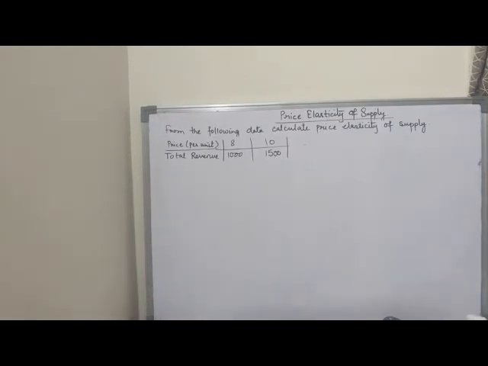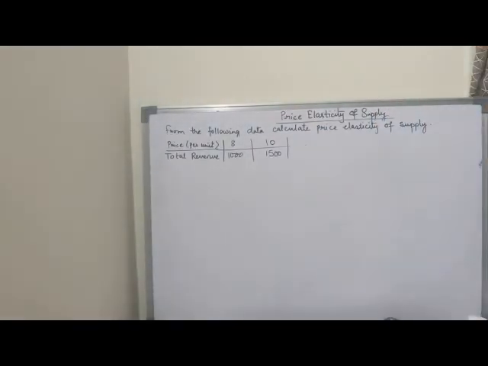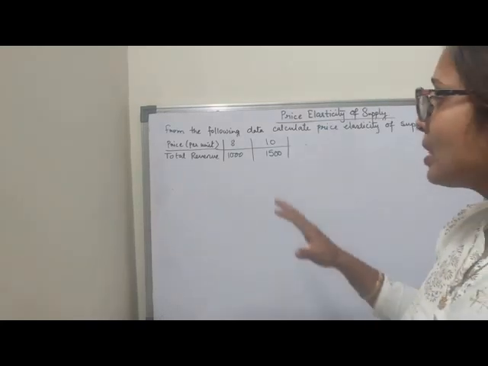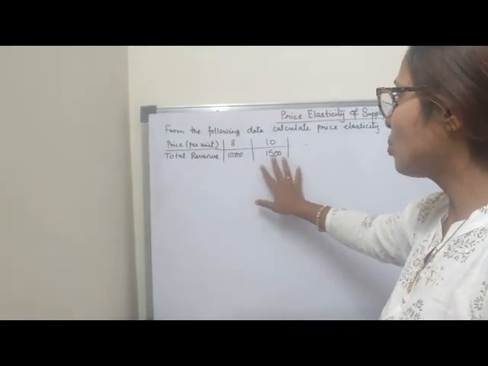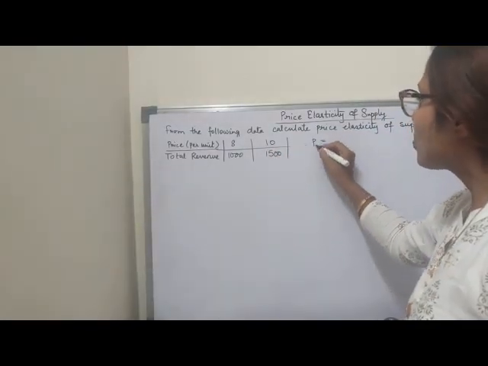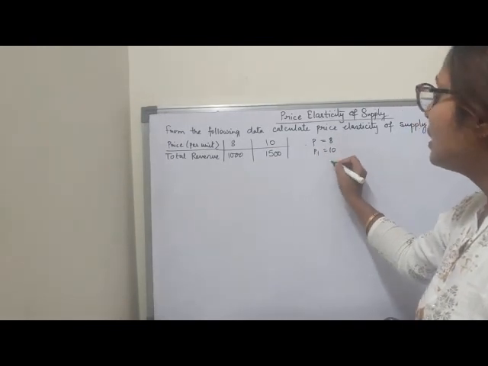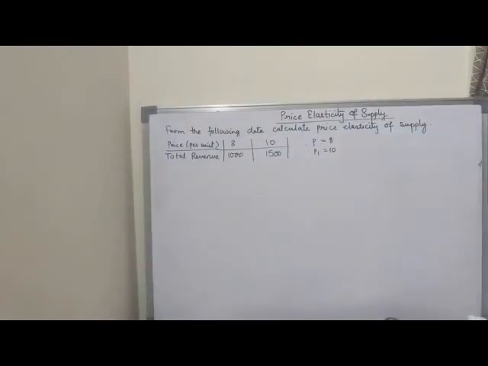Now we will solve the other question, children. Now this is a very important question. You can see there is data given to you and you have to calculate the price elasticity of supply. Price per unit is given to you and this is the total revenue. So I can see my old price is 8 and my new price is 10. Now total revenue is given but quantity is not given to you.